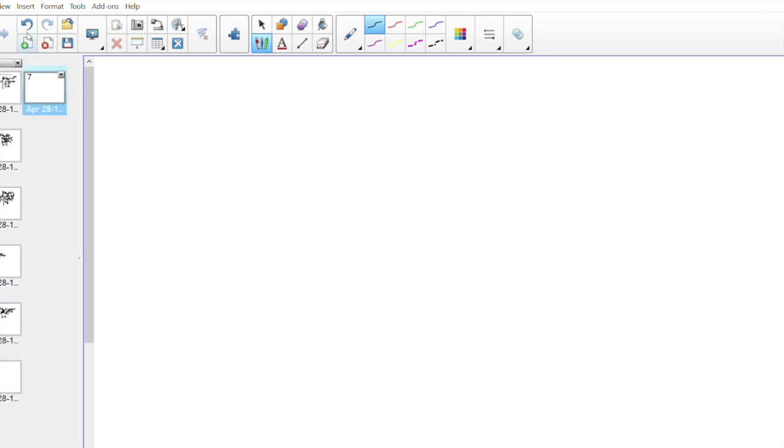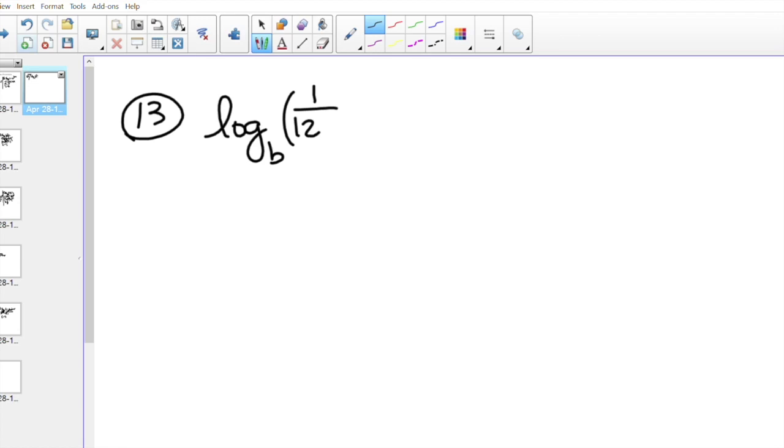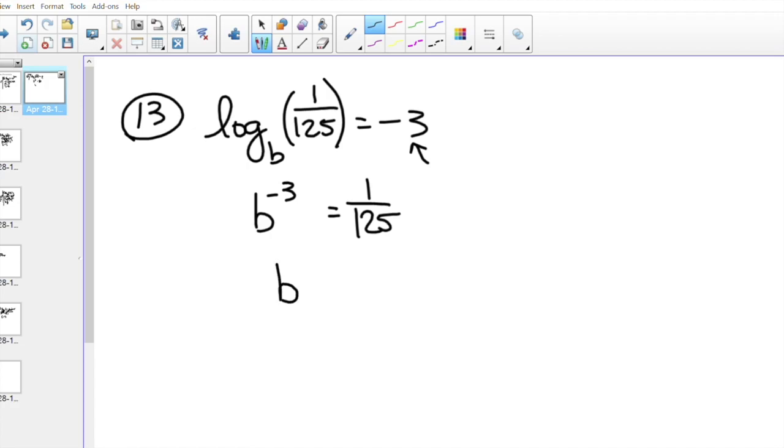Now, number 13 is kind of like that one. So it's log base b, don't know the base, of 1 over 125 equals negative 3. Again, negative 3 is the power. So you go base to the power of negative 3 is equal to 1 over 125. Now we want b raised to the first power, so what would you multiply negative 3 by to get 1? The answer is negative 1/3, because a negative times a negative is positive, and 1/3 of 3 is 1.